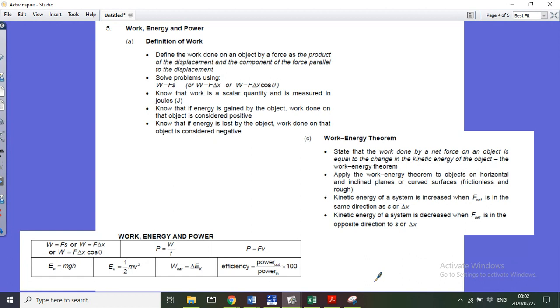Still in the topic of momentum, energy, work energy, and power, we're now looking at the energy side. So we're going to define work done, and this is the one equation that gets forgotten. The work done on an object is the product of the displacement and the component of the force parallel to the displacement. This is often in a multiple choice question.